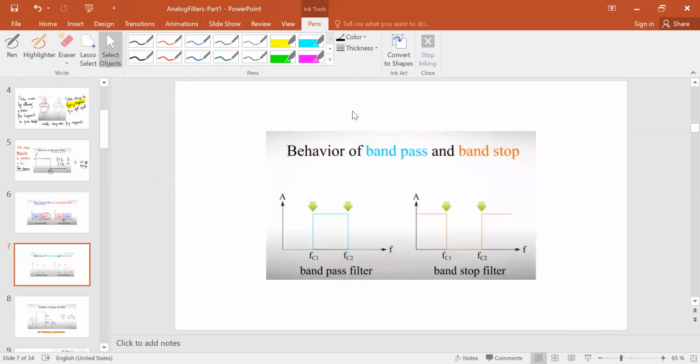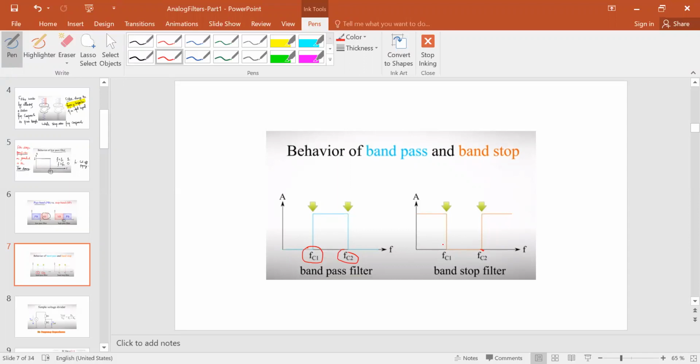And in case of these band pass and band stop filters, you can see very clearly that it has two corner frequencies, FC1 and FC2. So starting from FC1 to FC2, we allow the frequencies to pass. And in case of band stop, between FC1 and FC2, we stop the frequencies from passing. So any frequencies before FC1 and after FC2, we allow them to pass. So it's a band stop filter.